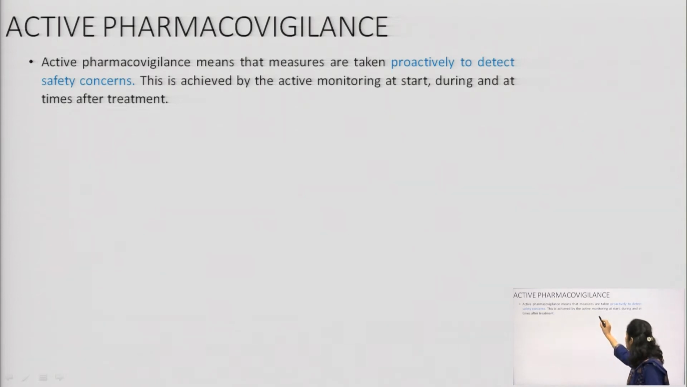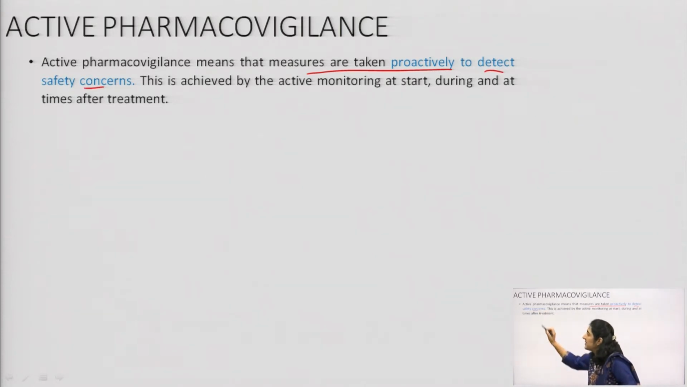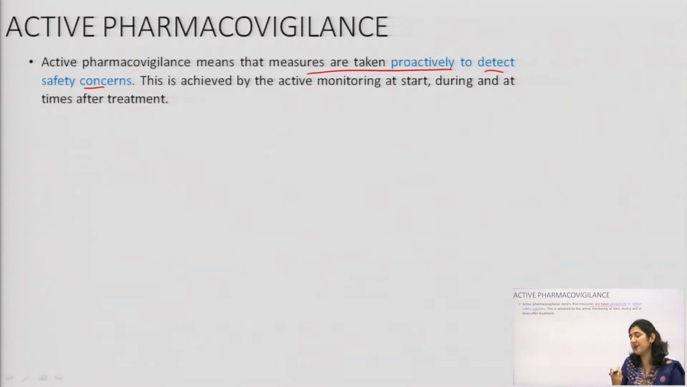Now, active pharmacovigilance means that measures are taken proactively. The name itself says the measures are taken proactively. What measures are taken? To detect the safety concerns. Safety concerns means any type of harmful effects coming due to the usage of drugs, that is the medicines as well as vaccines. This is achieved by active monitoring at the start, during and at the time after treatment.